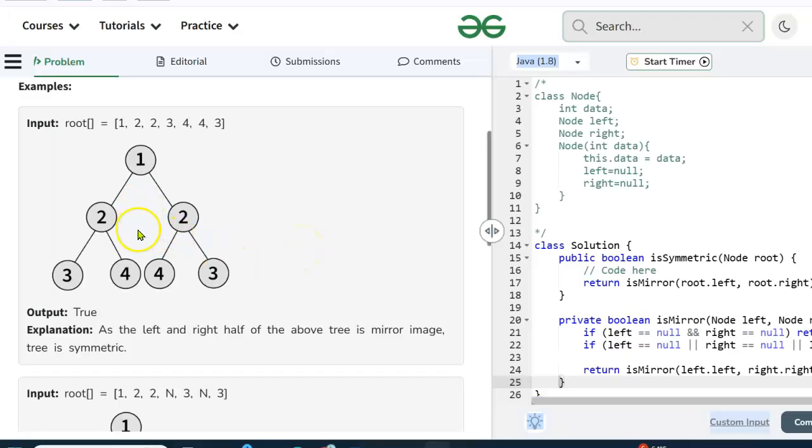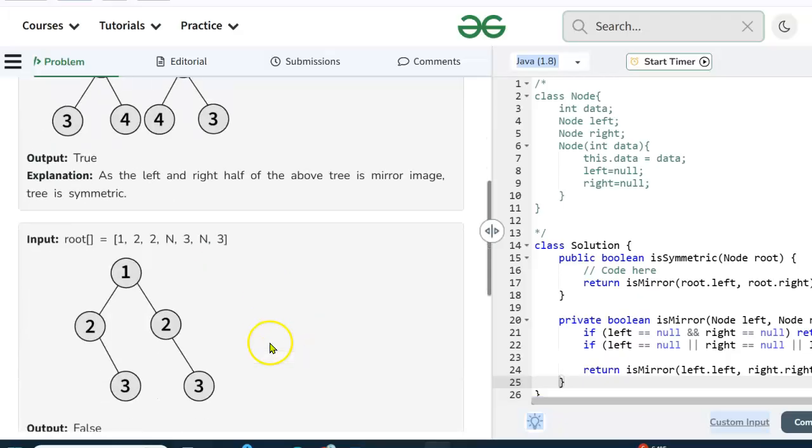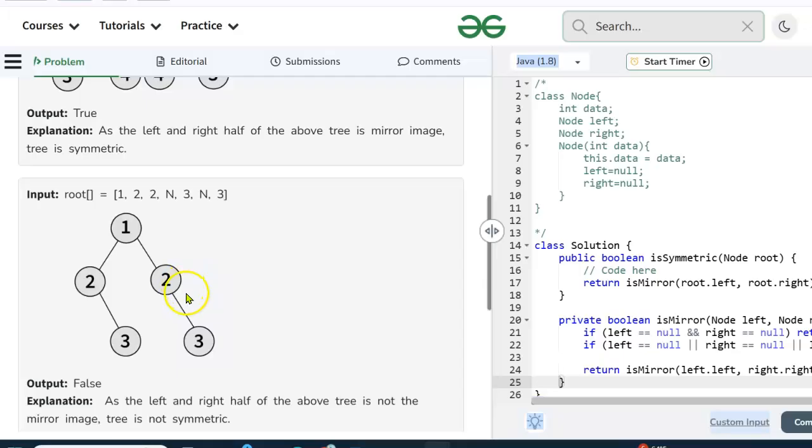this is a symmetric tree. The left subtree is a mirror image of the right subtree. Now, to be clear about this, let's look at the next example. What about this? This is not a symmetric tree, although the left subtree is identical to the right subtree. That's not what we want. We want a mirror image.